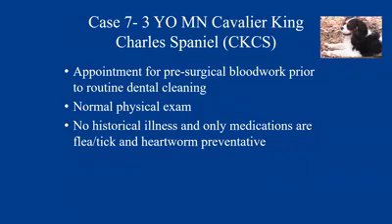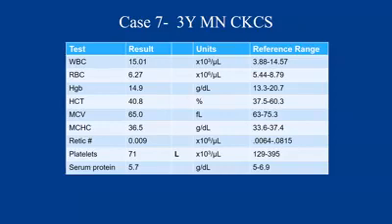All right, last case, another Cavalier King Charles, a 3-year-old male-neutered Cavalier King Charles Spaniel, who had an appointment for pre-surgical blood work prior to a routine dental cleaning with our primary care service. The patient had a normal physical exam, no historical illness, and only medications are flea, tick, and heartworm preventative. This is our data from the analyzer, so a normal white cell count with a normal differential. It's just not shown here.